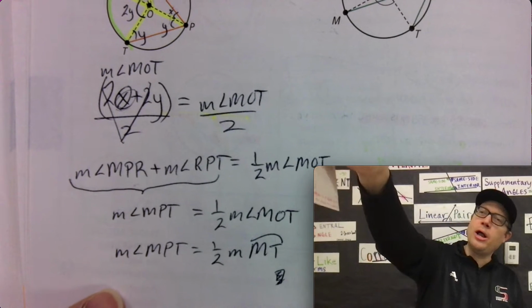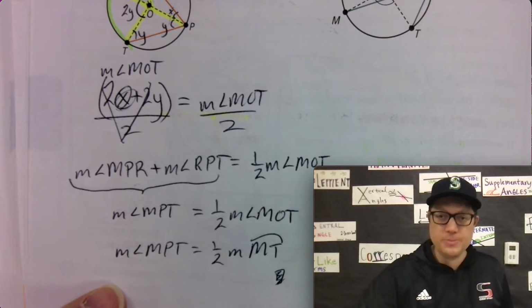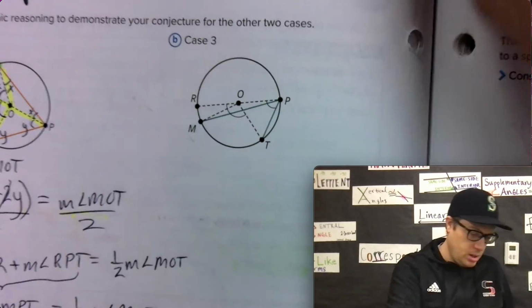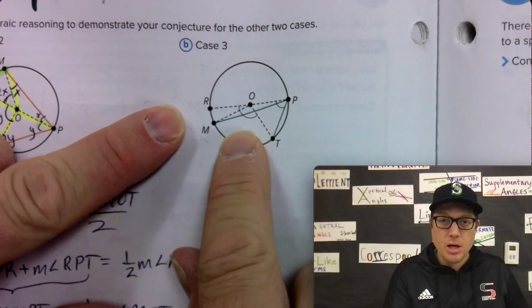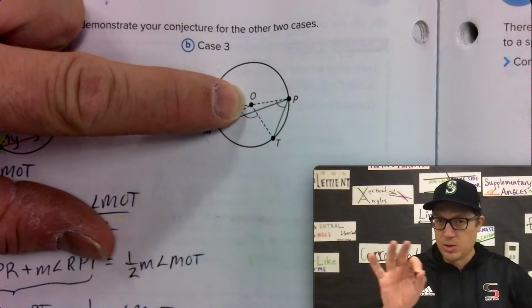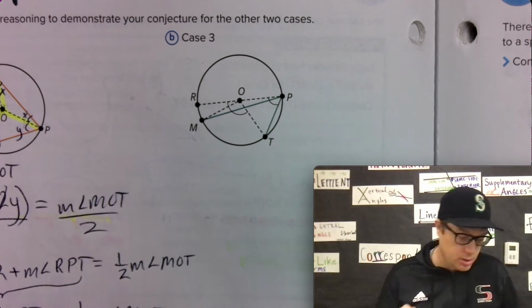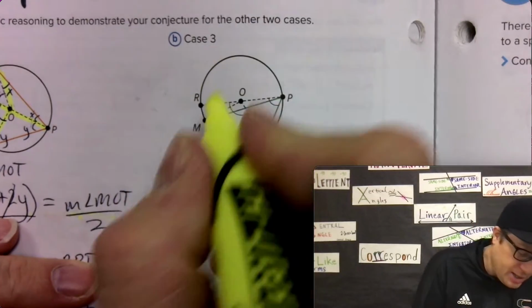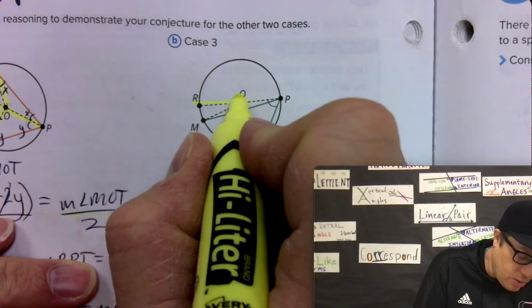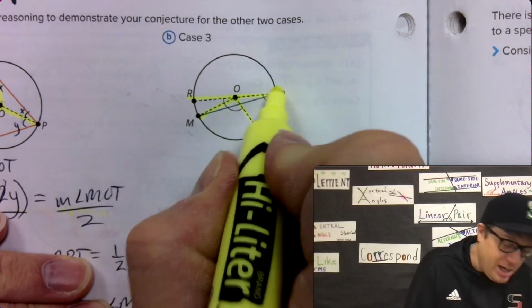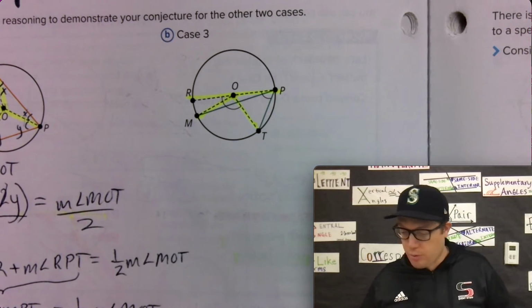It's actually up on our word wall. Okay, up on our proofs. We have it over here too. Okay, case 3. So in this case, the center of the circle is on the outside, but it still creates isosceles triangles when you look at the radii. So like radius OR, radius OM, radius OT, radius OP. This is an overpowered problem.